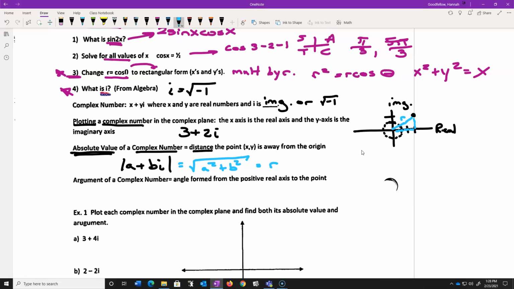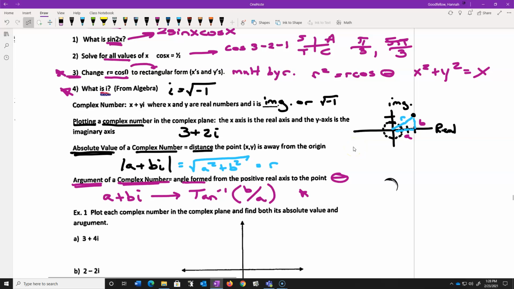The other part that you might be asked to find is what's referred to as the argument of a complex number. The argument is nothing more than a fancy way of saying find the angle, or theta, that's made between that and its positive real axis. So to find that angle from a plus bi, you would take the inverse tangent of b over a. That makes sense: it's b over a, and you're taking the inverse tangent to find that angle.